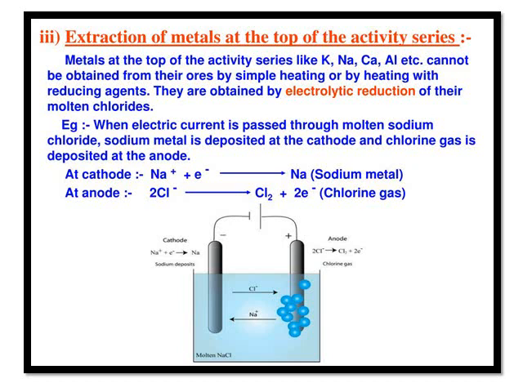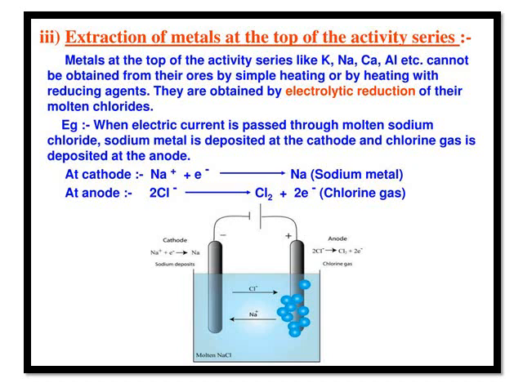Electrolytic reduction. What is this electrolytic reduction? The salts of these metals, like chlorides, in molten form are electrolyzed. Metal is deposited at the cathode, the negative electrode, and chlorine is liberated at the anode, the positive electrode. The reactions are as follows.